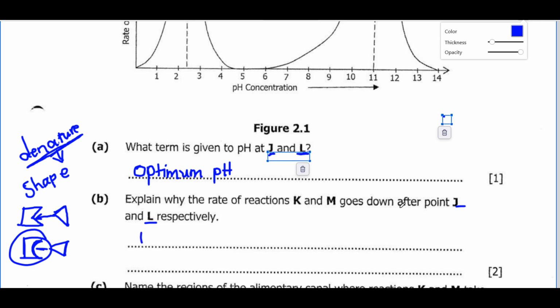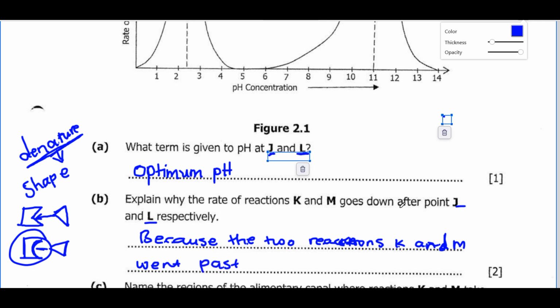So now we can say that the two reactions K and M went past optimum pH, which caused the enzymes to be denatured. So this is what we can say. Now let's move on to the next question.